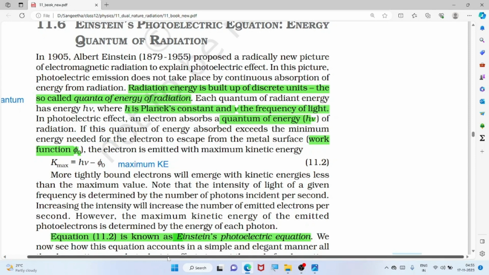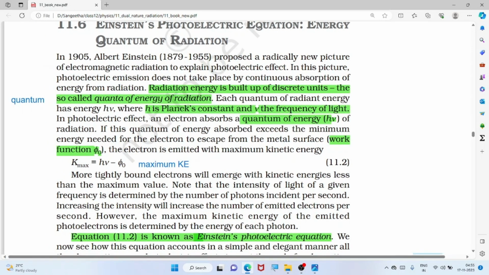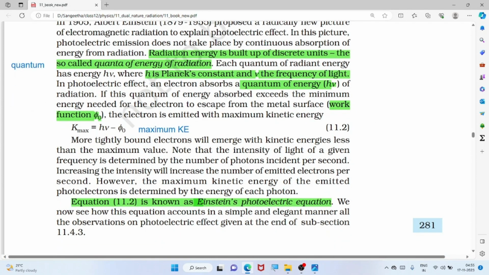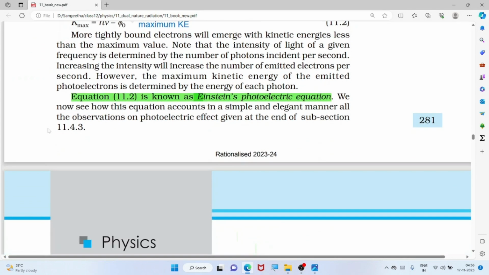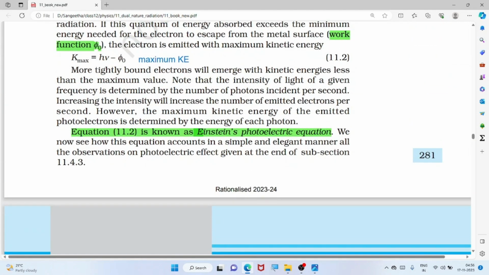So what is a photon? Light consists of smaller discrete units, the so-called quanta of energy of the radiation. hν is the energy of the incident light. The emitted electron's kinetic energy equals the incident energy minus the work function. This is the maximum kinetic energy. This is Einstein's photoelectric equation.